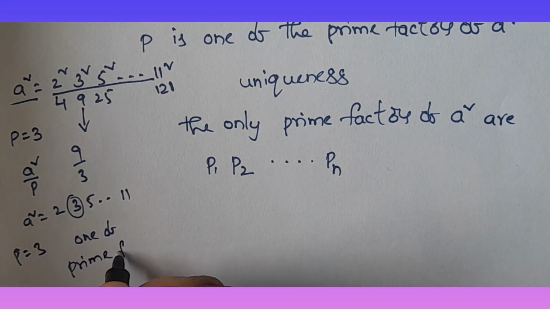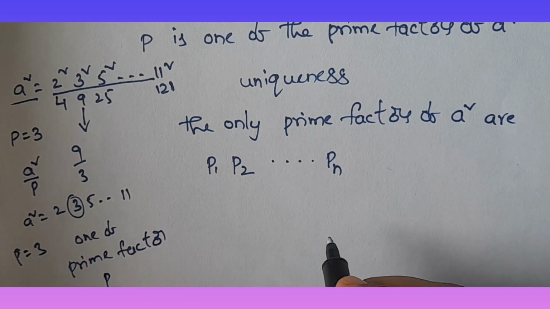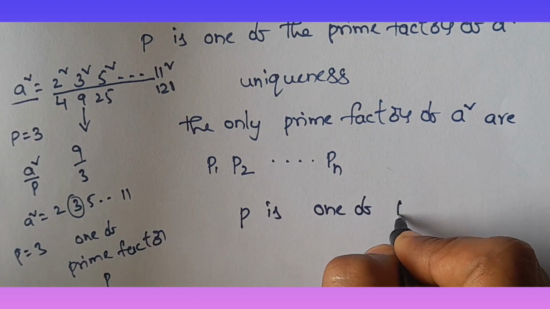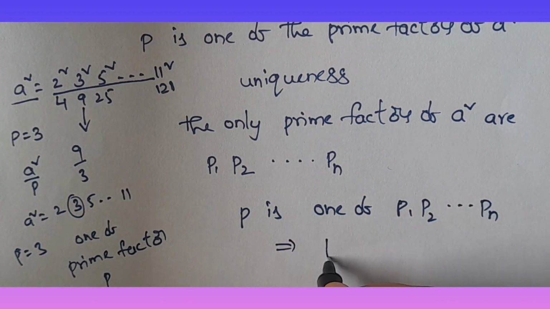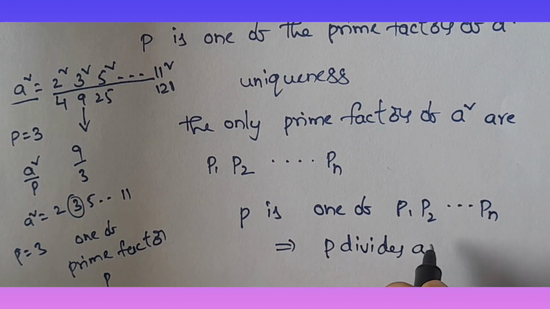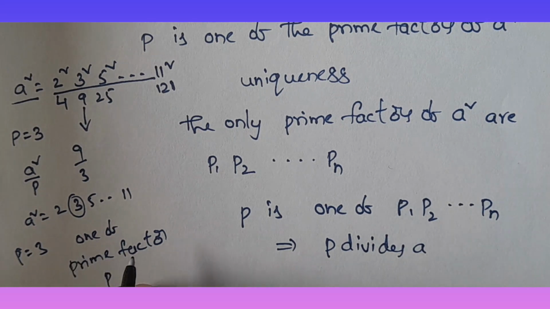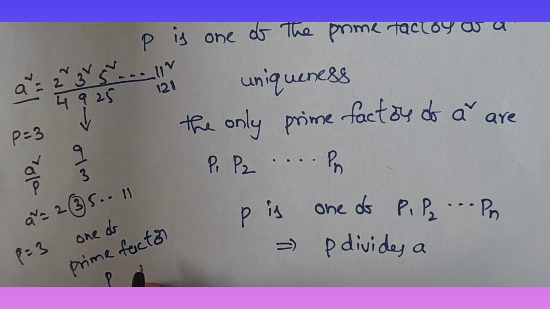The prime number p is one of the factors of a square, so the prime number p is one of the p1, p2 and so on pn also. Therefore p is one of p1, p2 and so on pn. That implies p divides a.